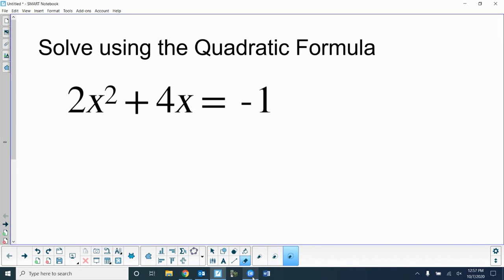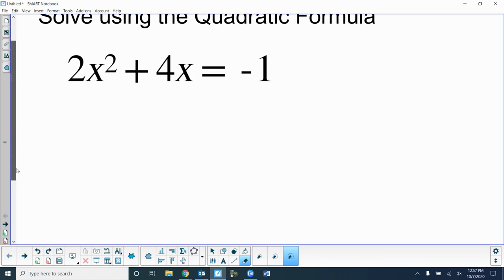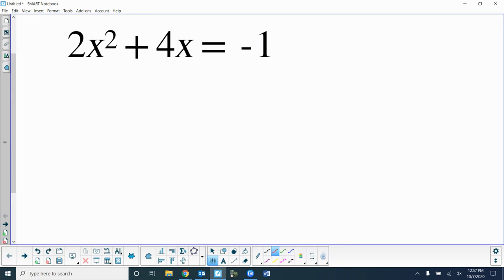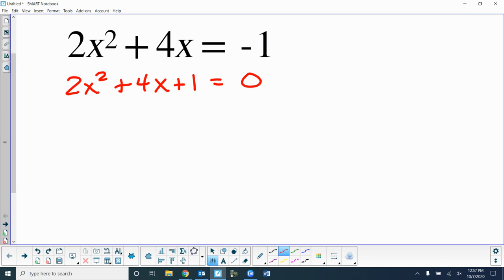All right, first thing we want to do before we use this quadratic formula is set it equal to 0. So bring the 1 over, so we have to add the 1 when we're using the quadratic formula. We got 2x squared plus 4x plus 1 equals 0. Okay, so then my a is 2, my b is 4, and my c is 1.